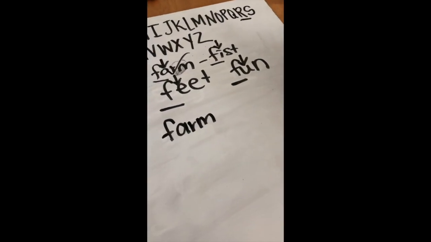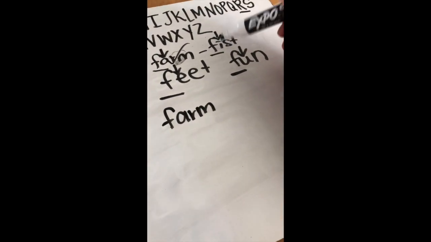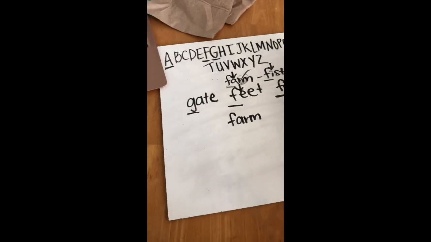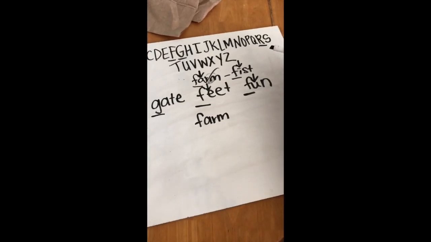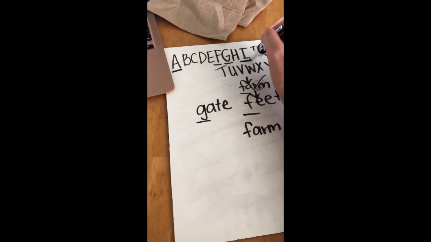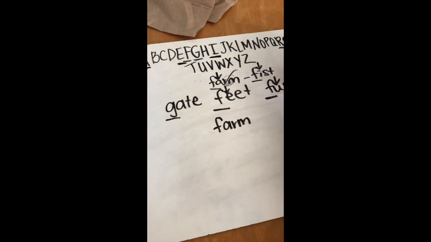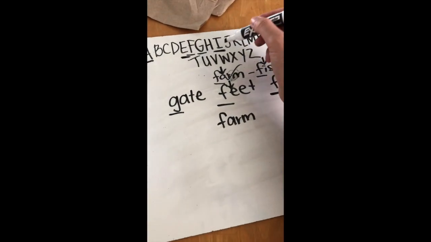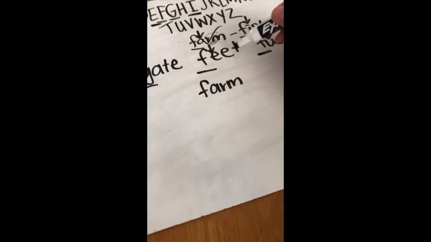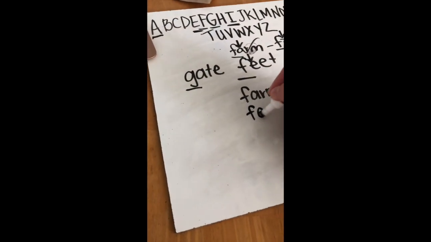Now, looking at the last 3 words that start with F, we have I, E, and U. Looking at our alphabet, does I come before E? Here's my I, here's E. I comes after the E, so the word feet will be next.